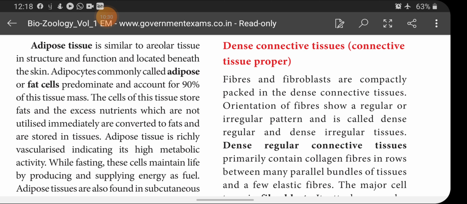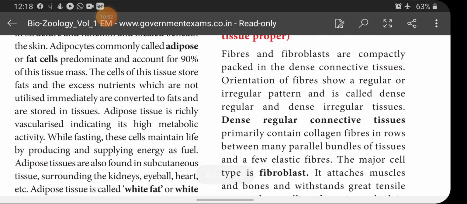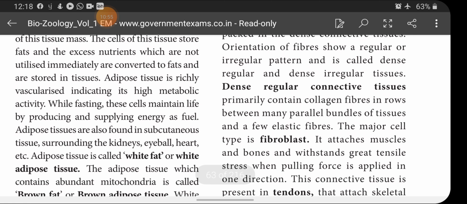The orientation of fibers shows a regular or irregular pattern and is called dense regular and dense irregular tissue. So the fibers are compactly packed in the dense connective tissue. Based on the orientation of fibers, dense connective tissue is divided into two types: one is dense regular, another is dense irregular. Dense regular connective tissue primarily contains collagen fibers in rows between many parallel bundles of tissues and a few elastic fibers. Actually, both fibers are present in dense regular connective tissue.